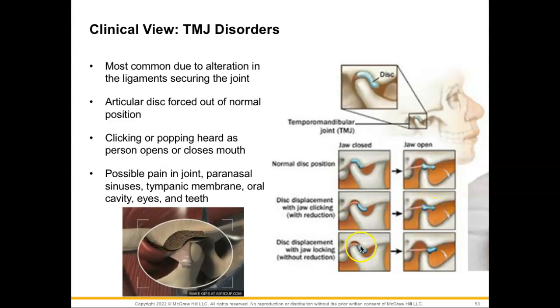And when we have disc displacement with the jaw locking, it is going to slide anteriorly. And then when we open our jaw, you'll see that we have that disc shift a bit more anteriorly than we would like. And then the head of that mandible is sitting just posterior to that disc. And so you might have pain in the joint, also within the paranasal sinuses, the tympanic membrane that is better known as our eardrum within our ear, within our oral cavity, eyes, and teeth as well.